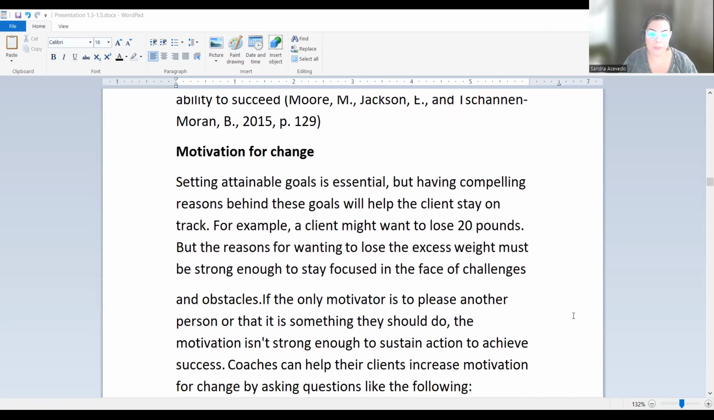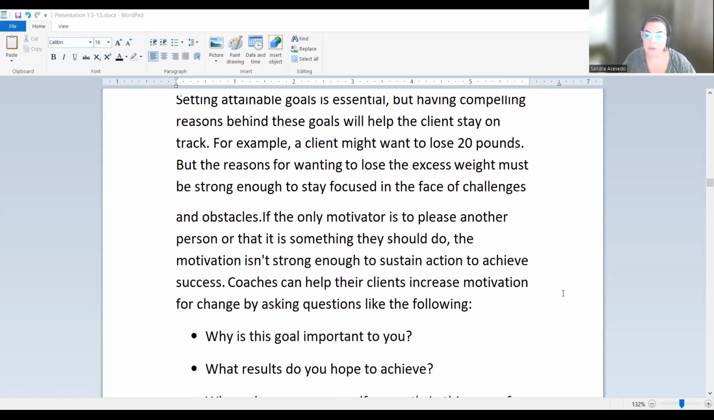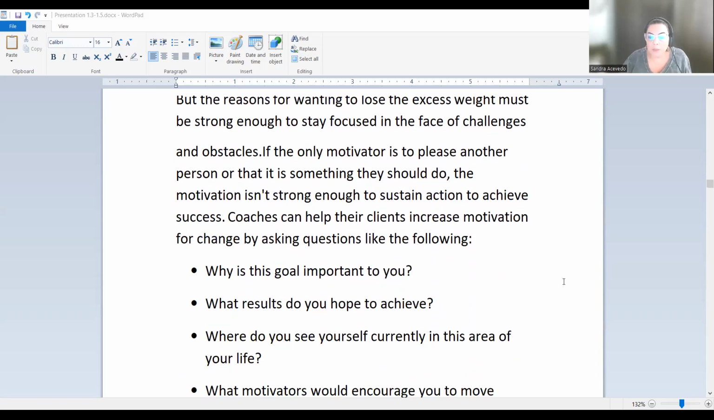Motivation for change. Setting attainable goals is essential, but having compelling reasons behind these goals will help the client stay on track. For example, a client might want to lose 20 pounds, but the reasons for wanting to lose the excess weight must be strong enough to stay focused in the face of challenges and obstacles. If the only motivator is to please another person, or that it is something they should do, the motivation isn't strong enough to sustain action to achieve success. Coaches can help their clients increase motivation for change by asking questions like the following.